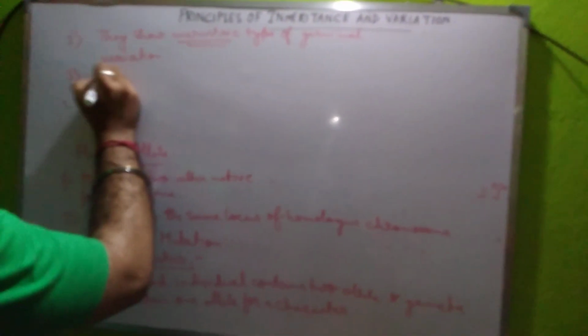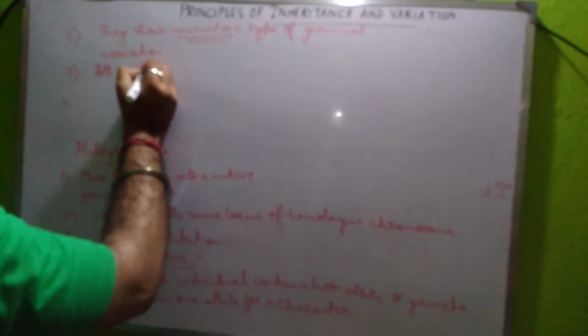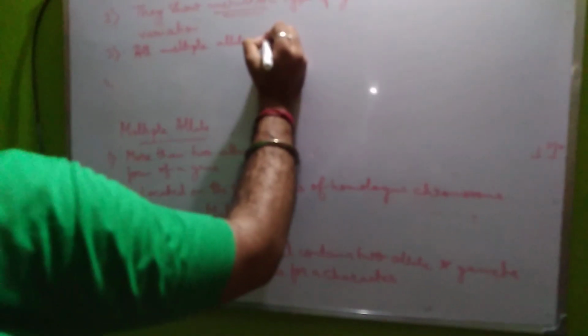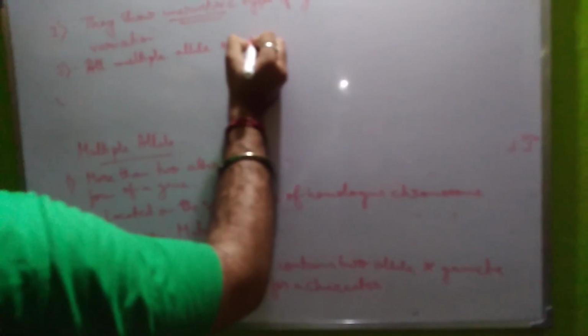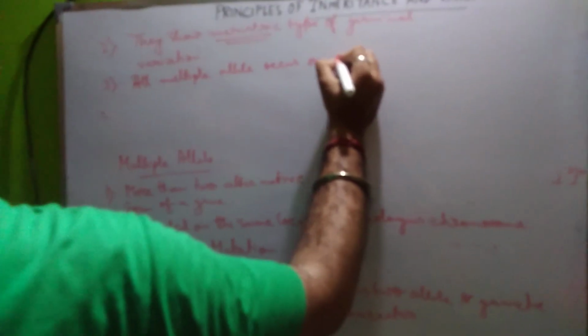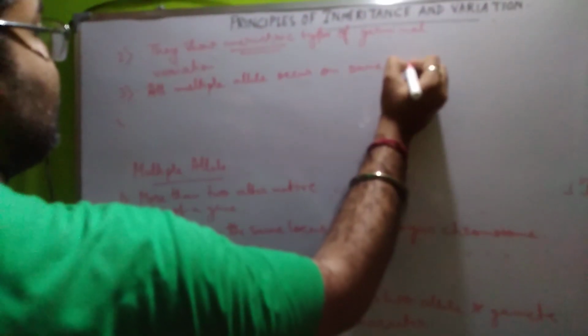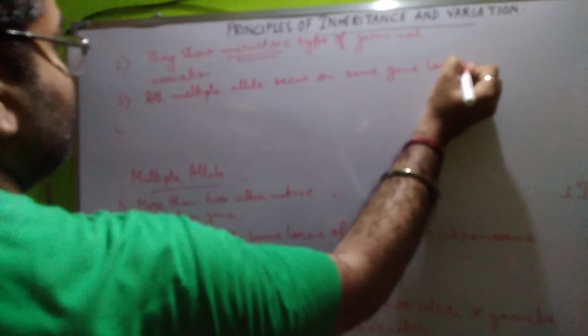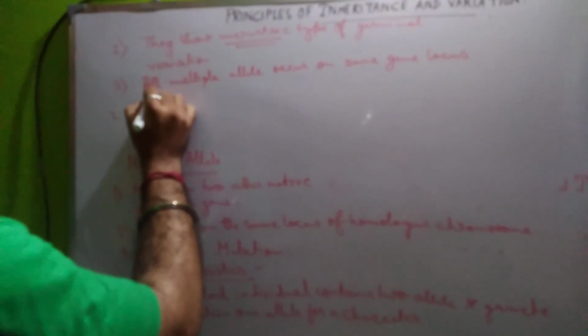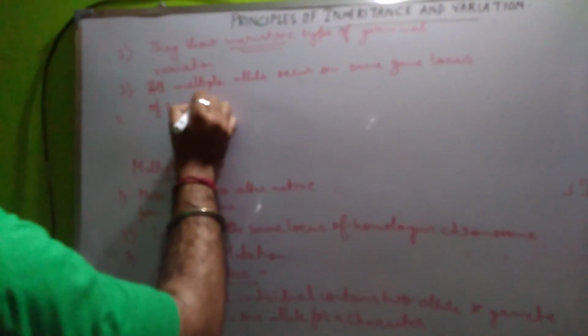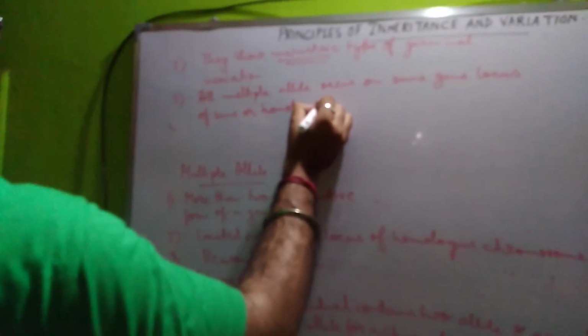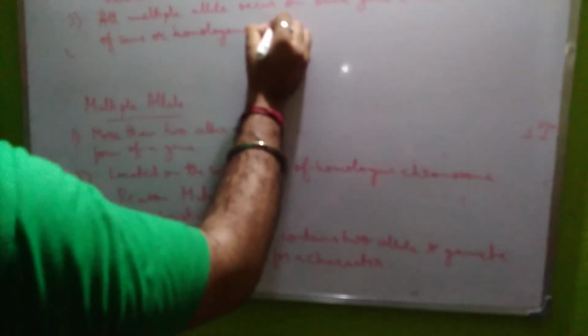Next, all multiple alleles occur on the same gene locus of the same or homologous chromosome.